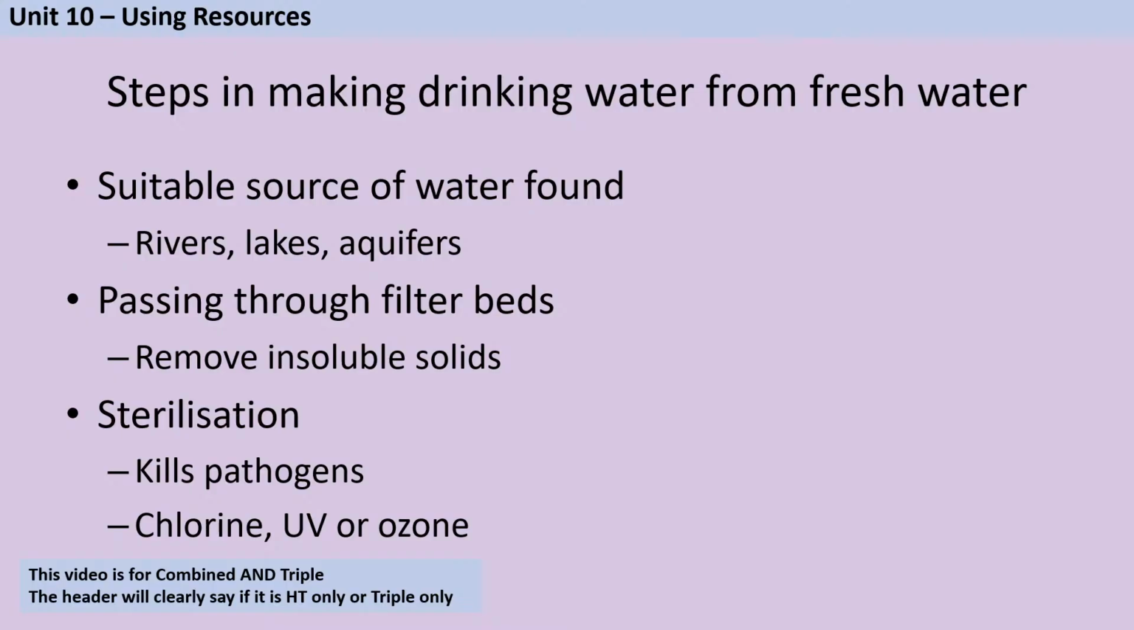So, steps to make some drinking water. First up, we need to find a suitable source. That could be a river, a lake, an aquifer. Sorry, this is for making potable water from fresh water, so that's water that doesn't have any salt in it. Then we're going to pass it through some filter beds to remove some insoluble solids, and then sterilise it to kill the pathogens, so those are microorganisms that could cause disease, using chlorine, UV or ozone.